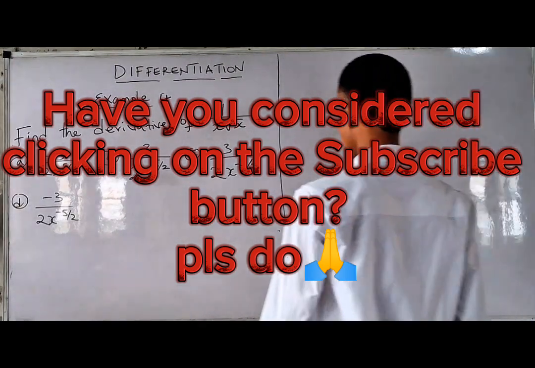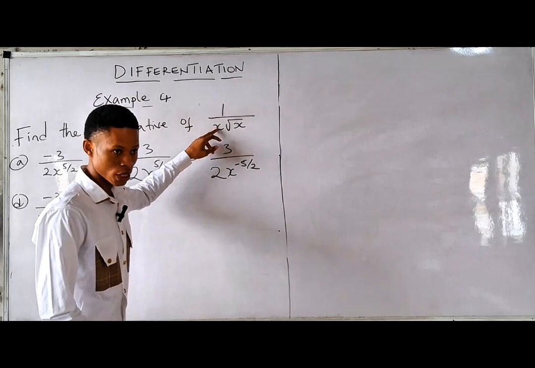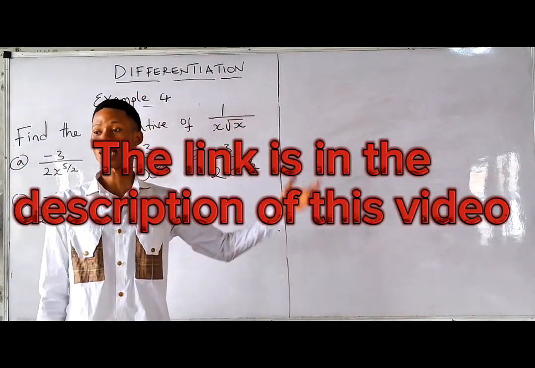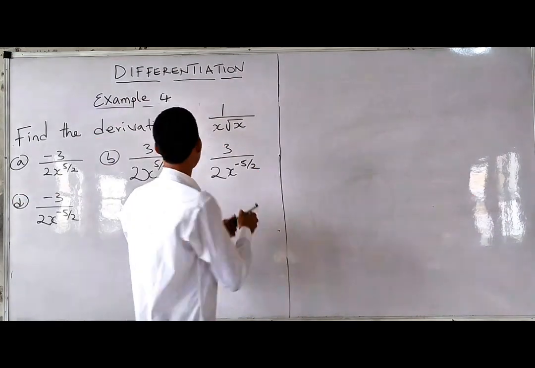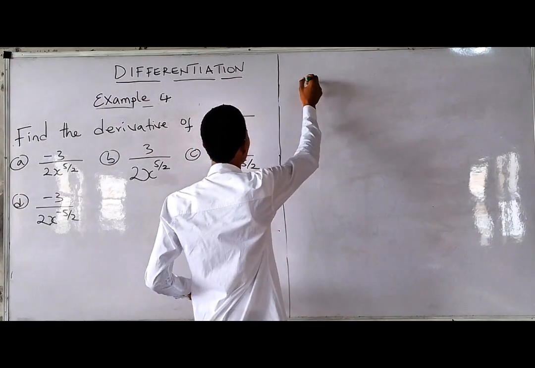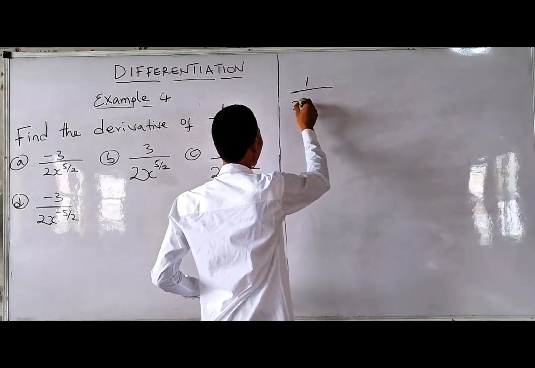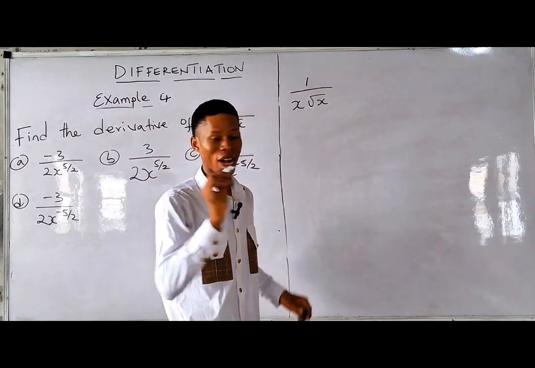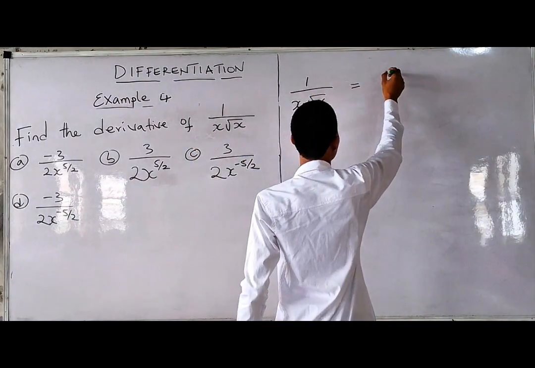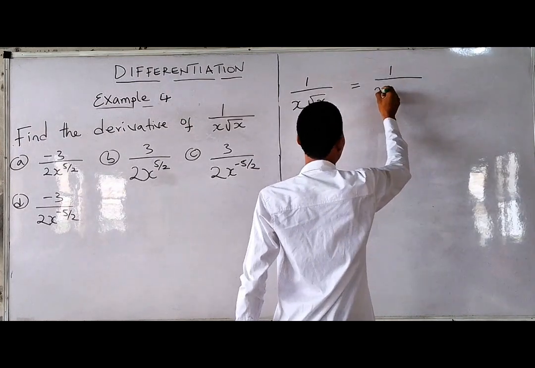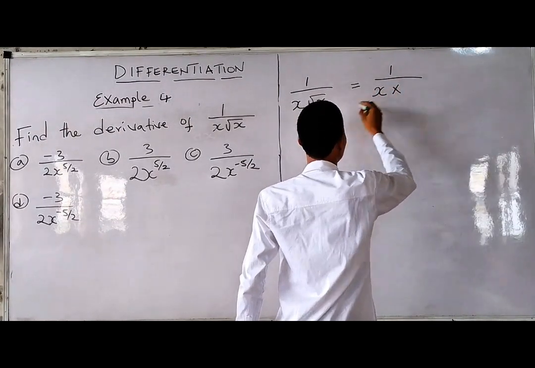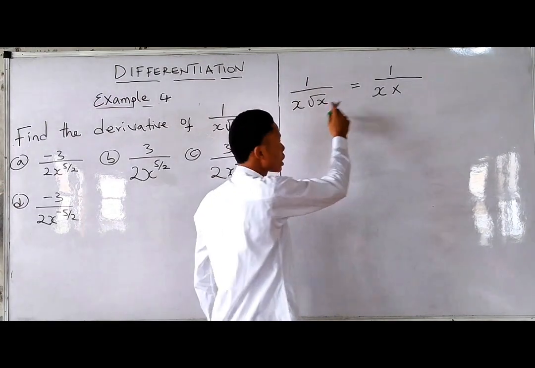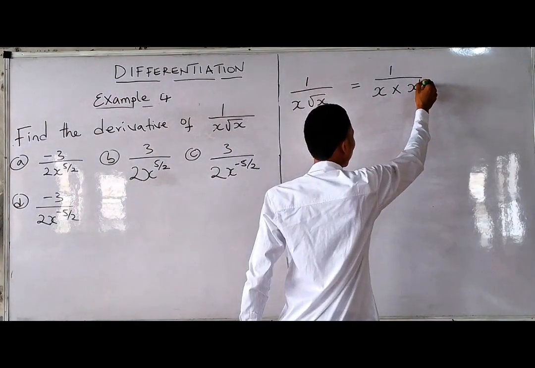Alright, let's work together. Find the derivative of this. That is why I said please go and watch that video on indices, because we are still applying it here. Now, find the derivative of 1 over x root x. From our laws of indices, you agree with me that this is the same thing as saying 1 over x times root x, which is the same thing as x raised to power half, so x raised to power 1 over 2.